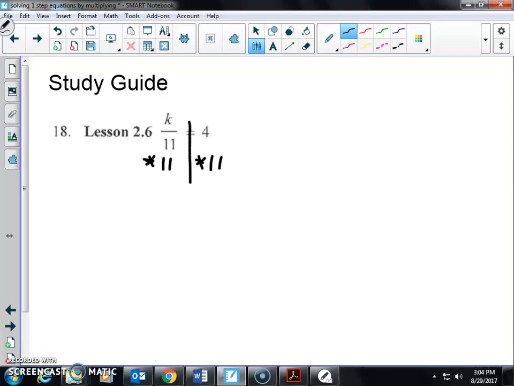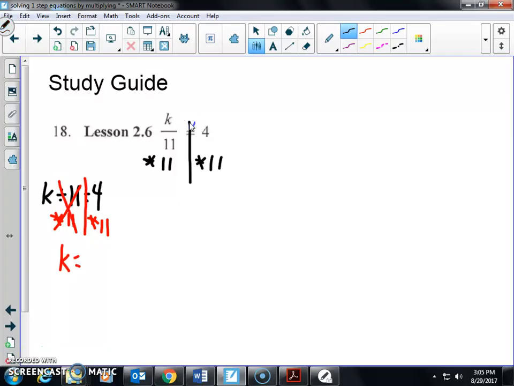Now again, remember, if the fraction bar confuses you, you could have rewritten this problem as k divided by 11 equals 4. And then you could do the same thing. Cut it down the middle, multiply by 11. We're going to get the same answer. The divide by 11 and multiply by 11 cancel. Leaves you with k all alone.